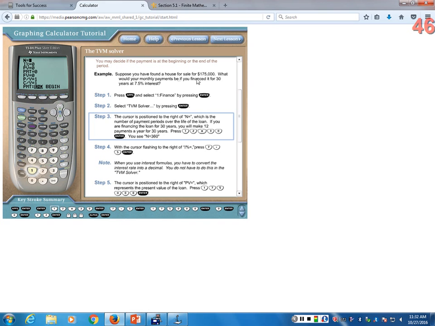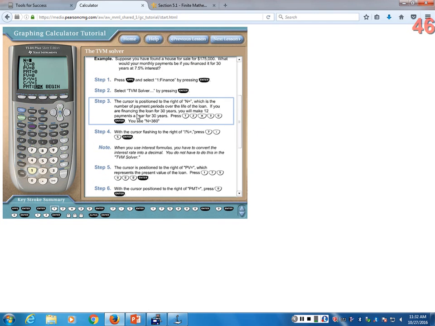What would your monthly payments be if you financed it for 30 years, which is what most mortgages are financed for, at 7.5% interest? Now, current interest rates are not that high, but we're going to do this for 7.5% interest. So N is the number of payment periods for the life of the loan. If you're financing a loan for 30 years, you're going to make 12 payments a year for 30 years. So N is going to be 360.